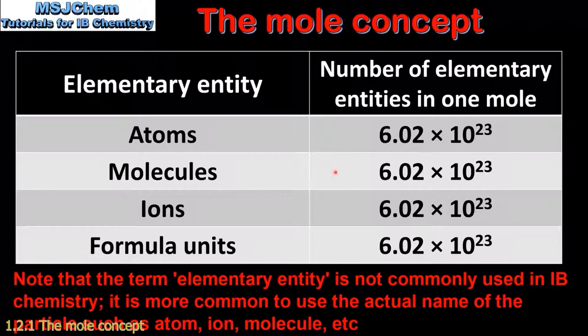1 mole of molecules contains 6.02 times 10 to the 23 molecules. 1 mole of ions contains 6.02 times 10 to the 23 ions. And 1 mole of formula units contains 6.02 times 10 to the 23 formula units. So from this table, we can see that 1 mole of substance always contains the same number of particles, which is 6.02 times 10 to the 23. So next, we'll look at some examples.